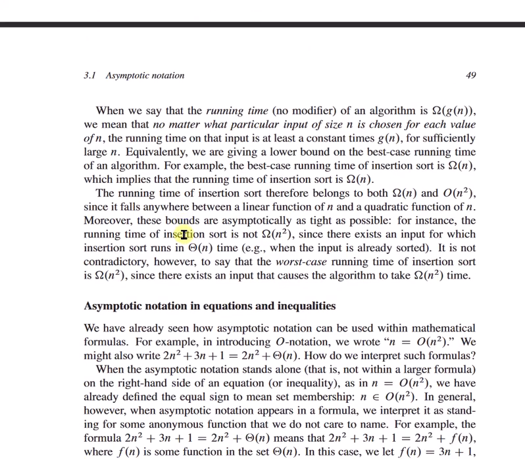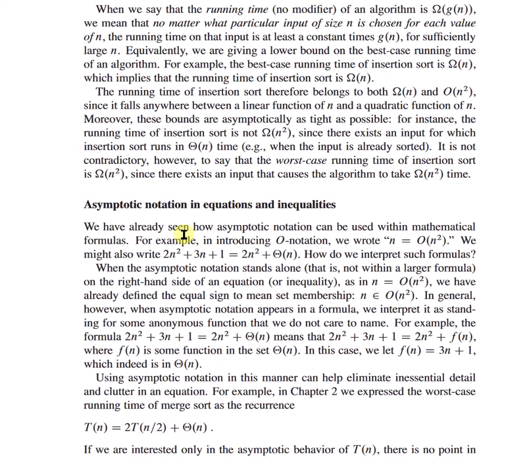When we say that the running time of an algorithm is omega of g(n), we mean that no matter what particular input of size n is chosen for each value of n, the running time on that input is at least a constant times g(n) for sufficiently large n. Equivalently, we are giving a lower bound on the best case running time of an algorithm.